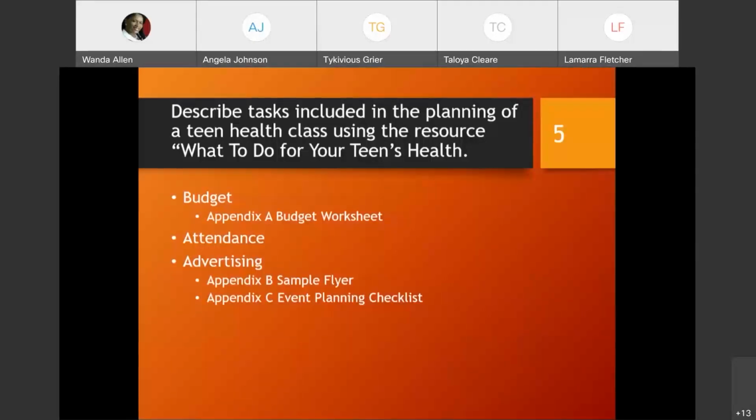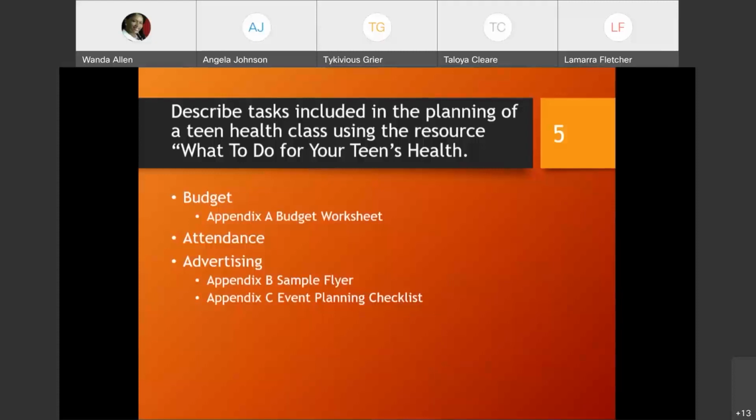So the budget, as I was stating, in your appendices you'll see an example budget worksheet that you can utilize when you begin to plan for your class. A budget is very important. Whether your organization will be sponsoring the class or you will ask businesses within the community to sponsor the class, you want to prepare a budget worksheet. That way you'll know what the expenses may be ahead of time.